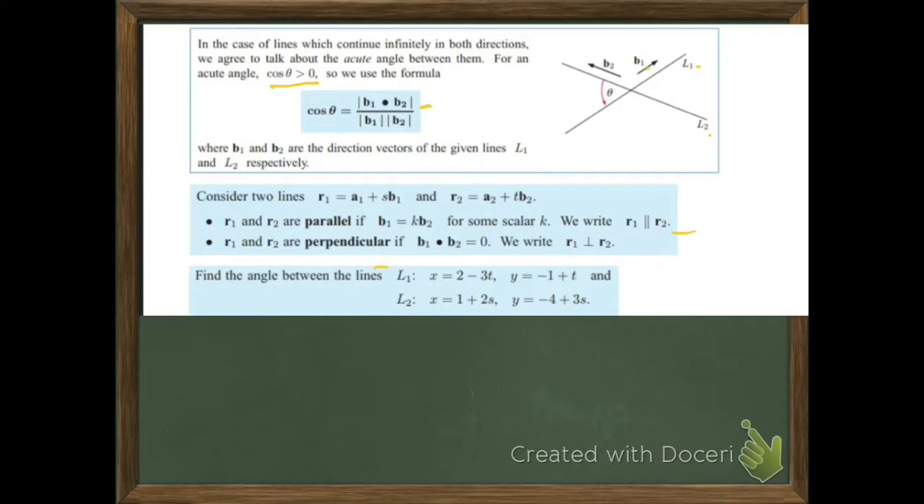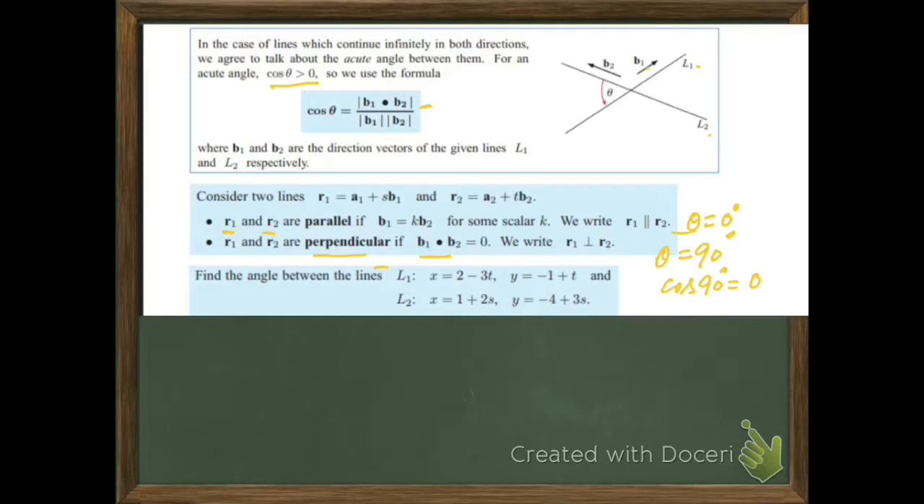Now there are some properties of angles. If, for example, two vectors r1 and r2 are parallel, it means they are scalar multiples of each other. So they are parallel, which means the angle between them is 0 degrees, or 180 degrees. If r1 and r2 are perpendicular, it means the dot product would be 0, because theta is 90 degrees, and the cosine of 90 is 0.